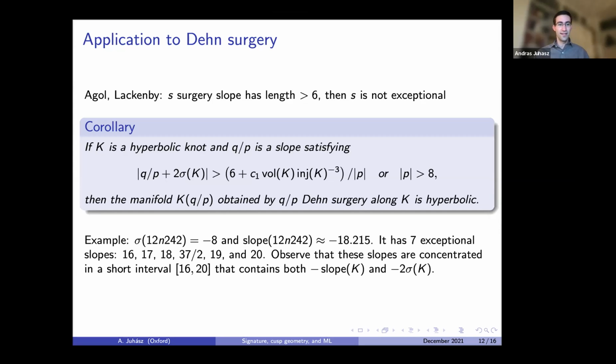So here is an example. If you look at 12n242, which is what we looked at before, it has 7 exceptional slopes listed here. They all lie in the interval [16, 20], which contains both minus the slope and minus twice the signature.